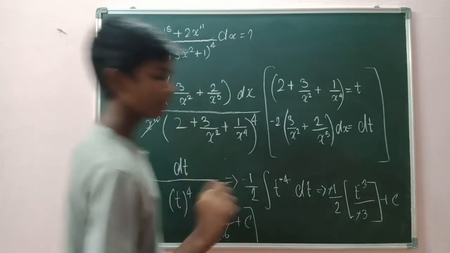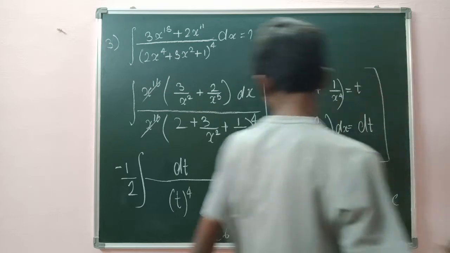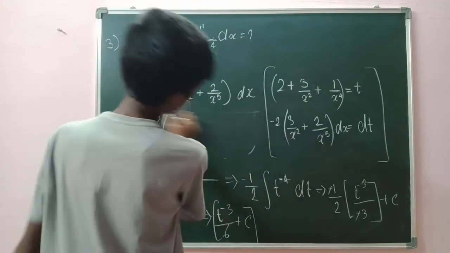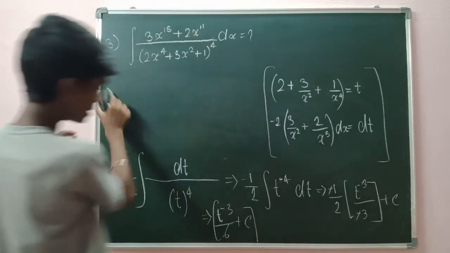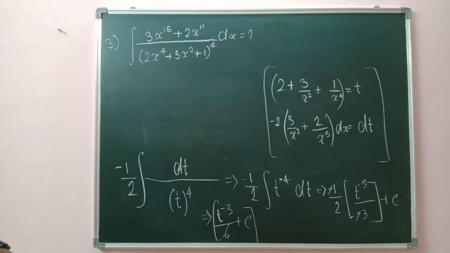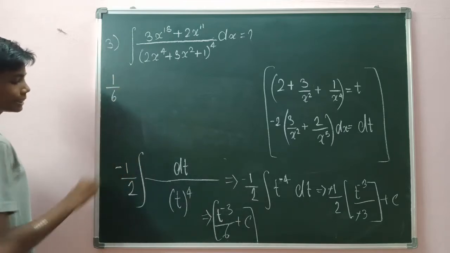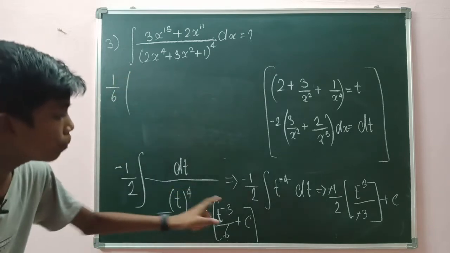Now, people, finally I have t power minus 3 by 6 plus some constant. So I can write the same integral as 1 by 6 into t power minus 3.